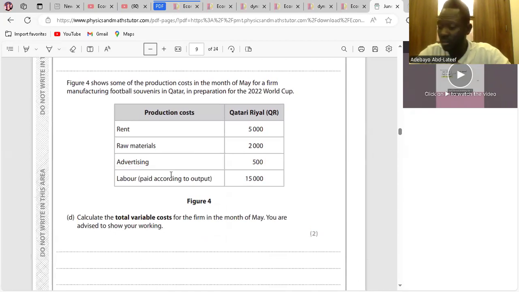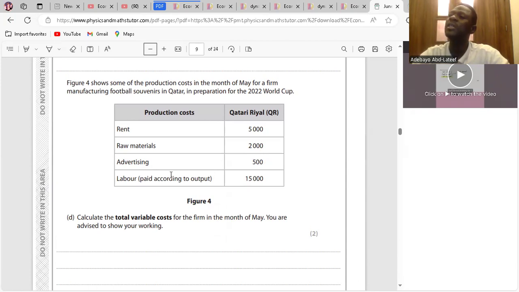We have a case study. We have a schedule anyway. So this is calculated total variable cost. First, you have to indicate which one is fixed, which one is variable. Rent is a fixed cost. Raw materials is a variable cost. Advertising is a fixed cost. Labor paid according to output.